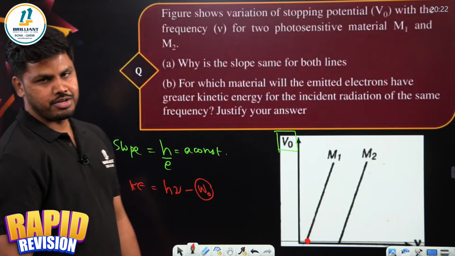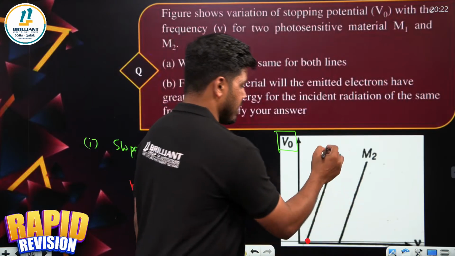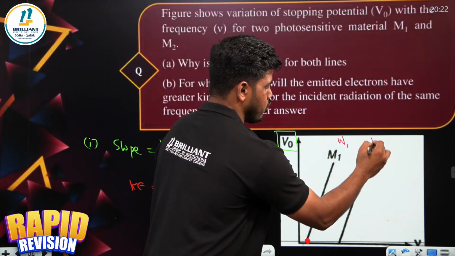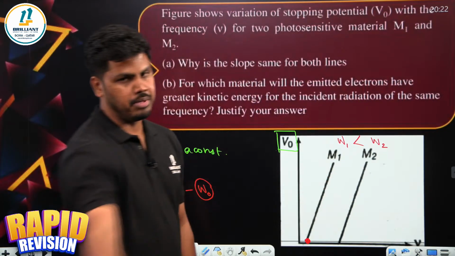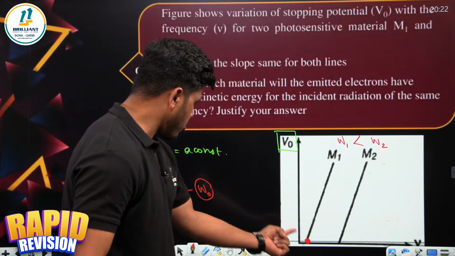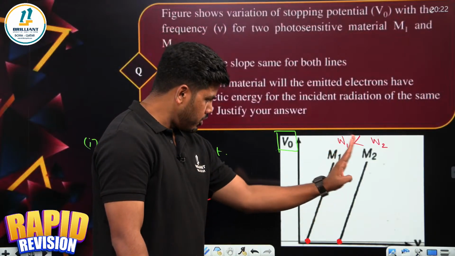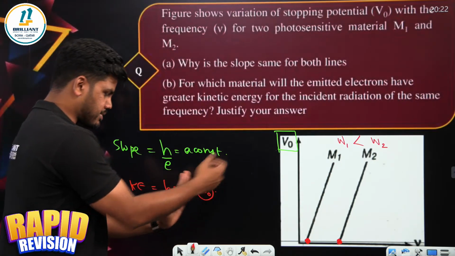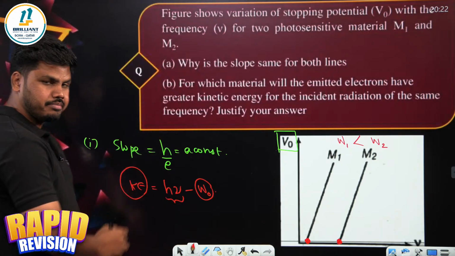Right? Work function is W. Which of the metals has smaller work function? M1 has work function W1, suppose M2 has work function W2, then W1 will be less than W2. Why? Threshold frequency of M1 is less than that of M2. So smaller work function. If work function is smaller, a small quantity is subtracted from the incident radiation energy, then kinetic energy will be greater, right?